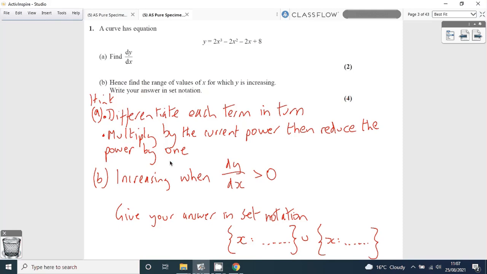Remember how we differentiate. Step 1, you multiply by the current power, and then step 2, you reduce the power by 1. Now for part B, the range of values of x for which y is increasing, this is when dy dx is greater than 0. So take your answer from part A and solve it being greater than 0. And do note that you've got to give your answer in set notation. So set notation looks like this, with the union in the middle.